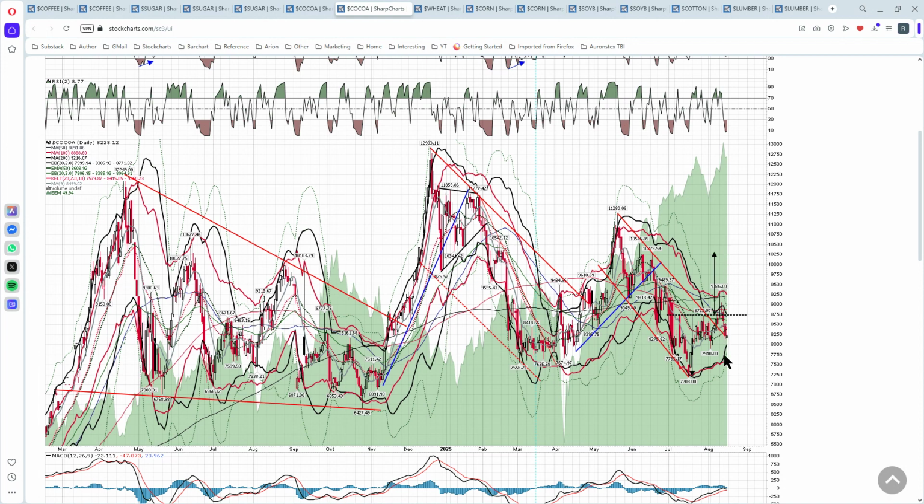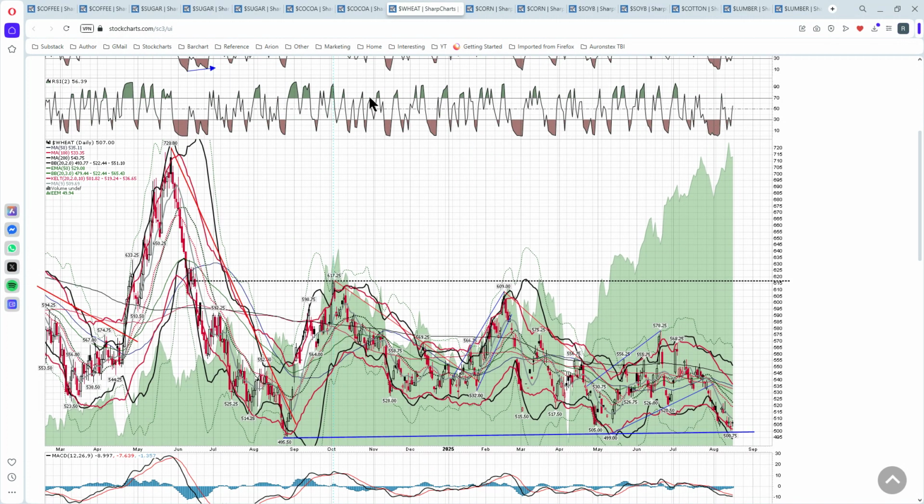Otherwise, if it doesn't and we get down below the right shoulder low at 79.10, this is likely going to retest the low here at 72.08. Looking at wheat, does this look like a bear flag?